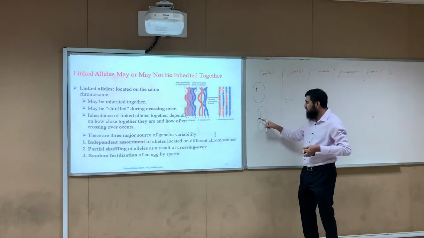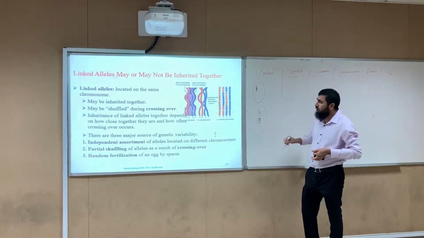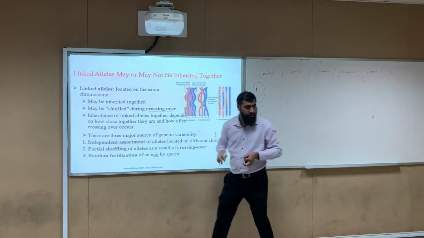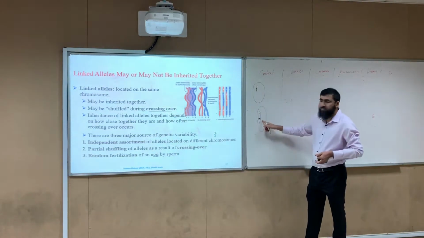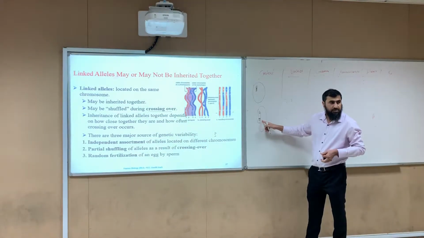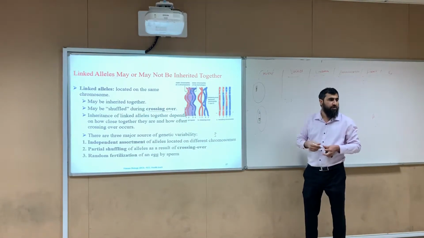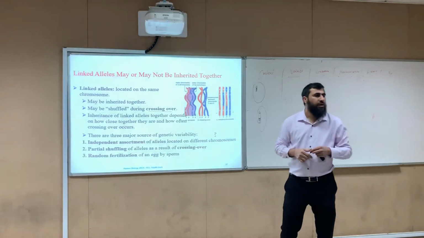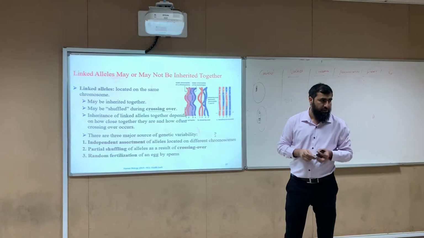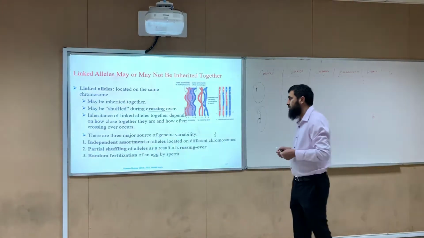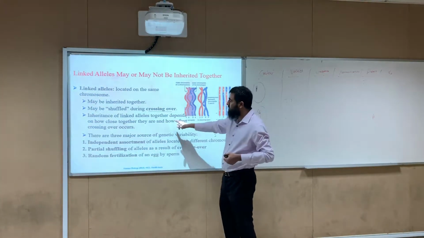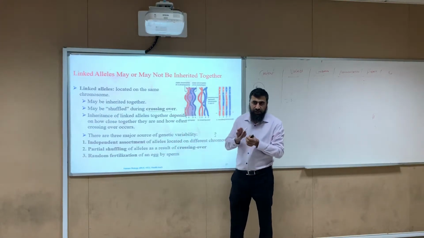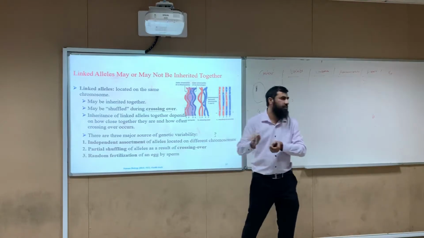Sometimes crossing over can reshuffle it, and then they will not be close enough, and it moves to a different chromatid, the non-sister chromatid, and they might not be inherited together, okay? And that depends on how far they are from each other. So if they're close to each other, even during crossing over, they can be inherited together.